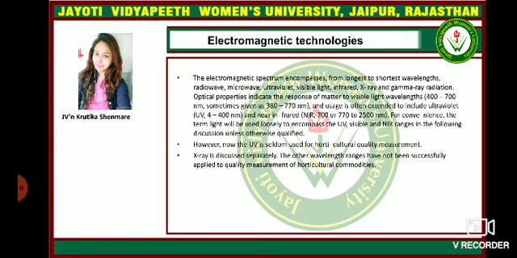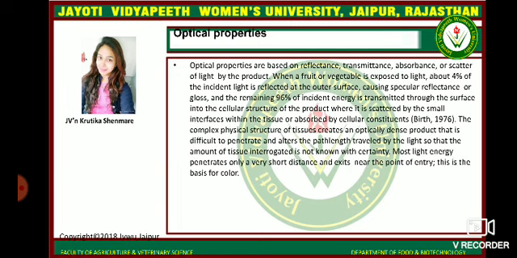Electromagnetic techniques. The electromagnetic spectrum encompasses, from longest to shortest wavelengths: radio wave, microwave, infrared, visible light, ultraviolet, X-ray, and gamma radiations. Optical properties indicate the response of matter to visible light wavelengths, that is 400 to 700 nanometers, sometimes given as 380 to 770 nanometers. However, UV is seldom used for horticultural quality measurements. X-rays are discussed separately. The other wavelength ranges have not been successfully applied to quality measurements of horticultural commodities.